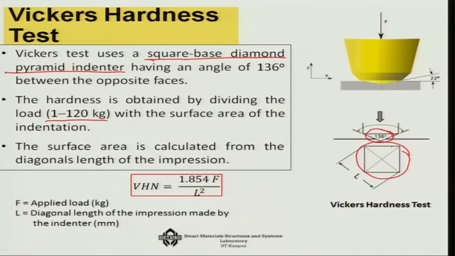So, once you know this indentation size, and you know the force that you are applying, so 1.854 times that, where F is the applied load in kg, then you will be able to get the Vickers hardness number. So, that is how these three tests are used in terms of finding out the quantified value of the hardness data.